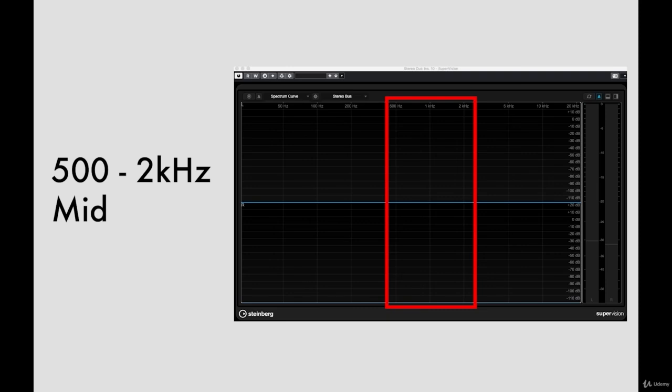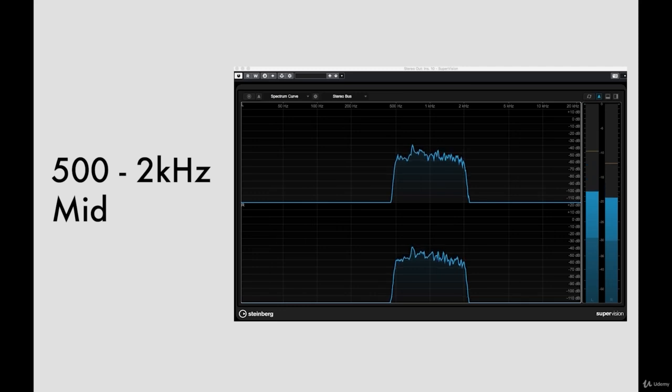The area from 500 Hz to 2000 Hz or 2 kHz is called the mid-range. This is where we hear the harmonics of most instruments and vocals, which we will talk about in the next video. Suffice it to say for now that this is the range that gives us the greatest detail. Our ears are extra sensitive to this range, so be very careful.